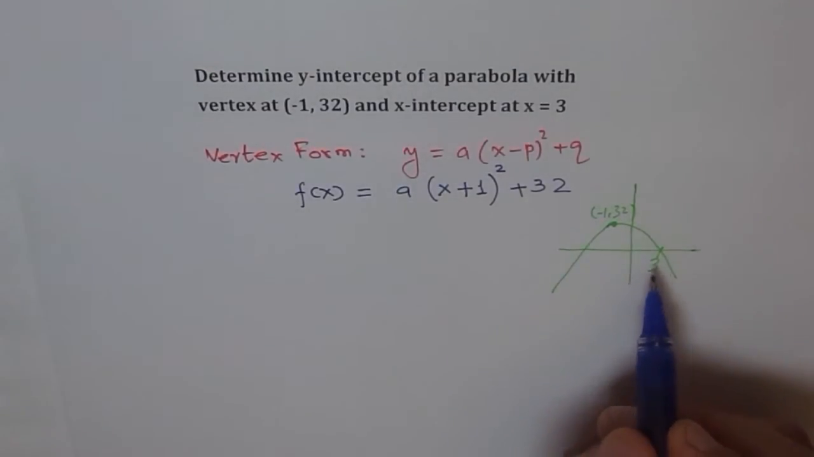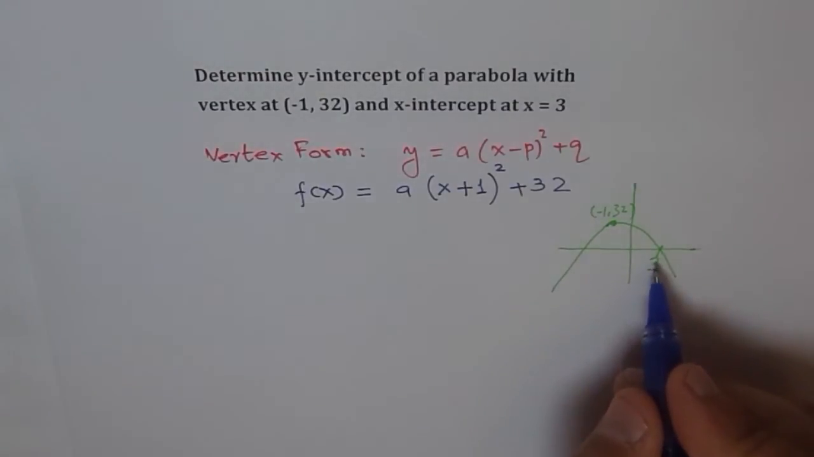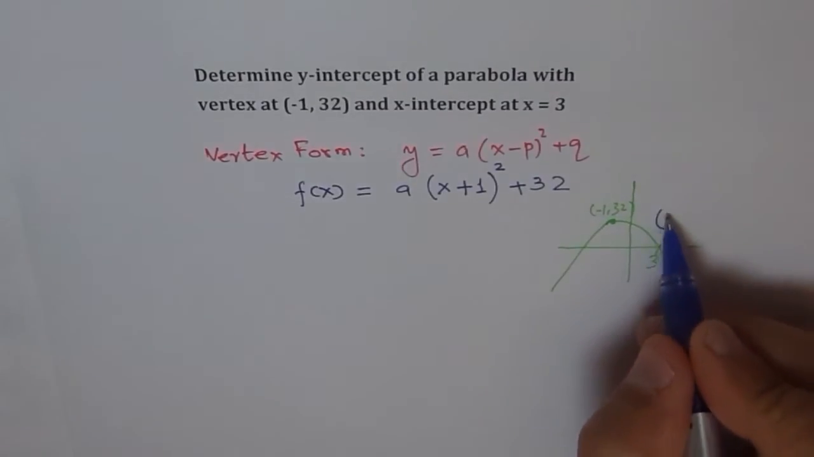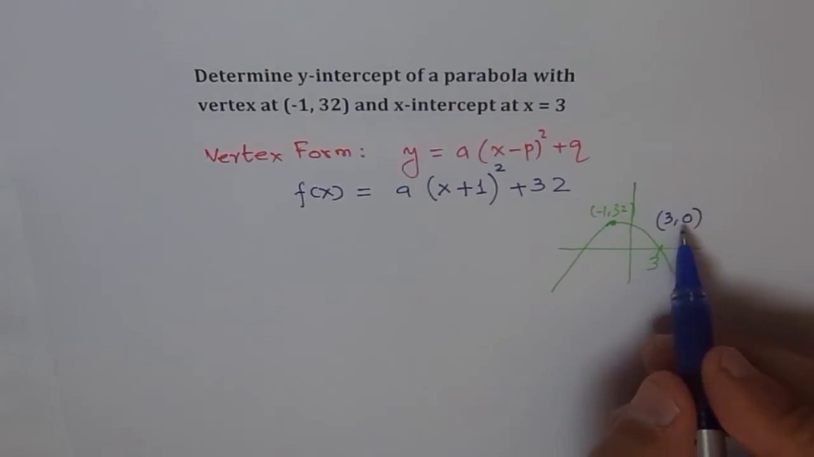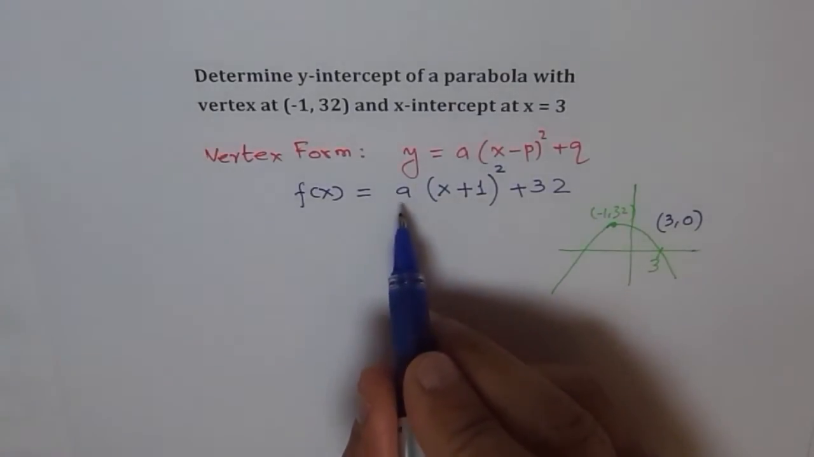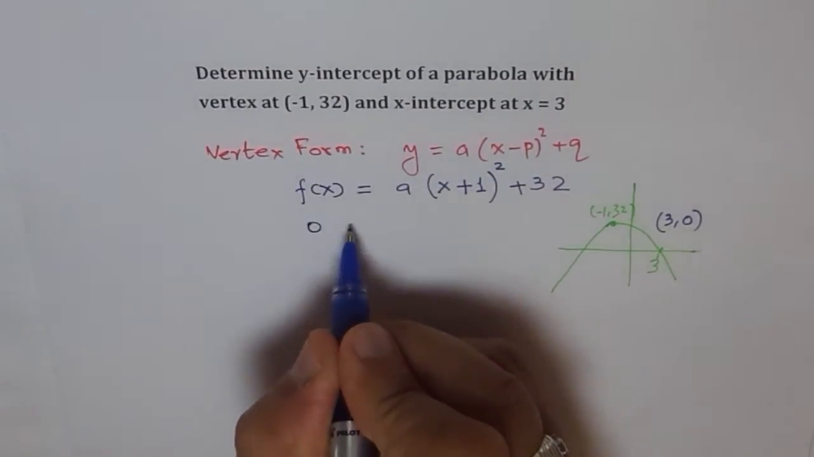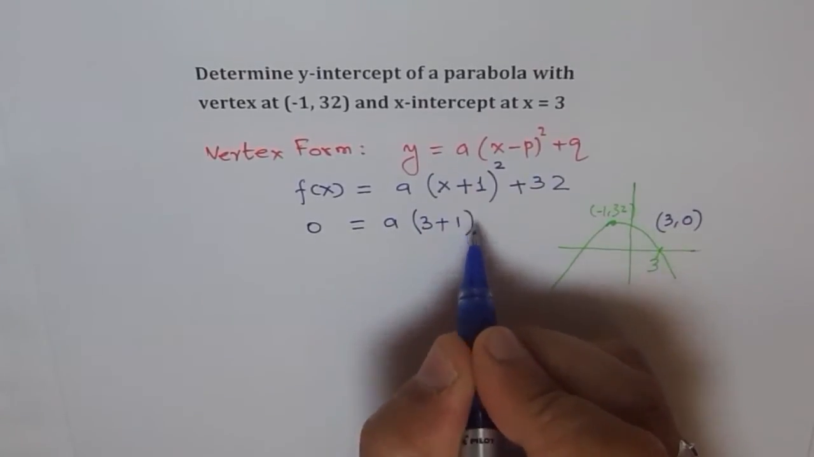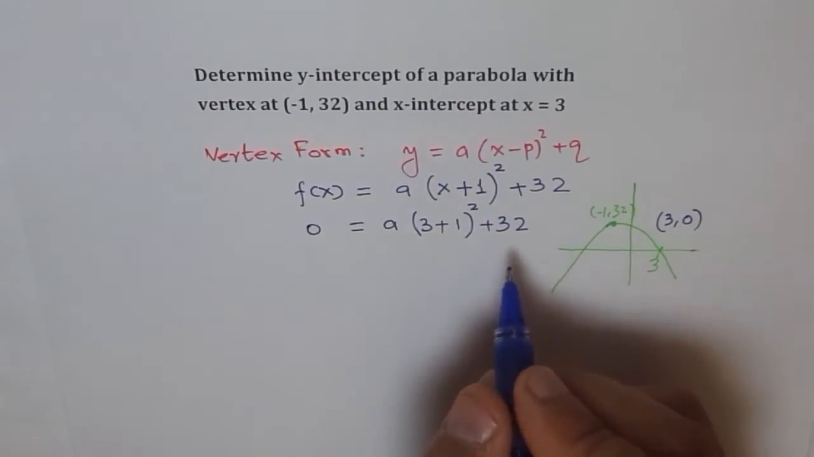Now, knowing this x-intercept, x equals 3, at x equals 3 we can find the value for a. When we say the x-intercept is at 3, what we really mean here is that the point is (3, 0). Is that okay? Y value 0, right? So we will put y value 0 and x value of 3 to find a. So f(3) is 0. So we say 0 equals a times (3 plus 1) squared plus 32.